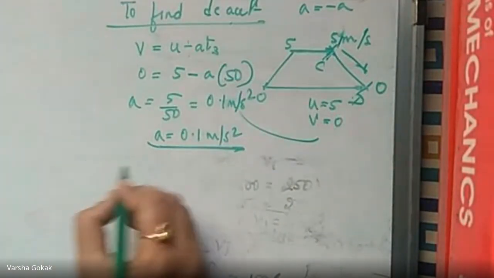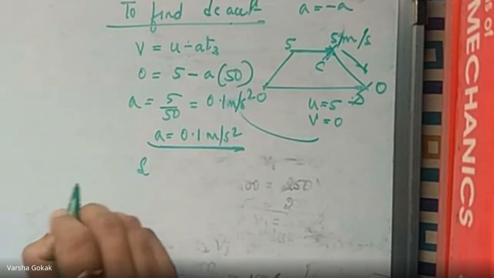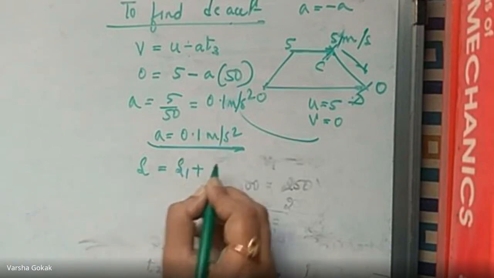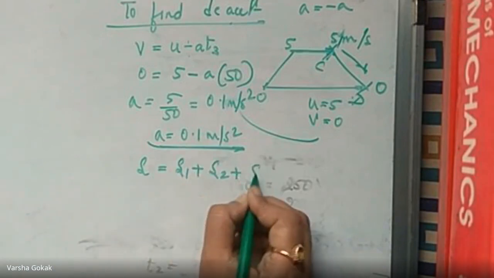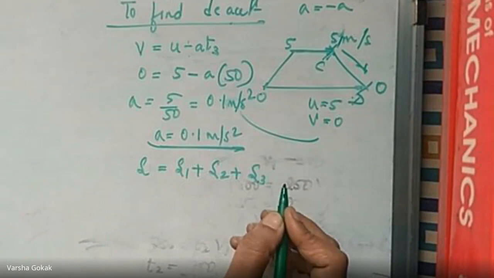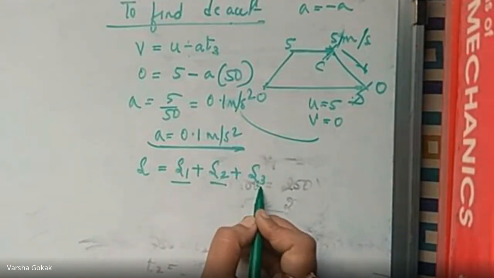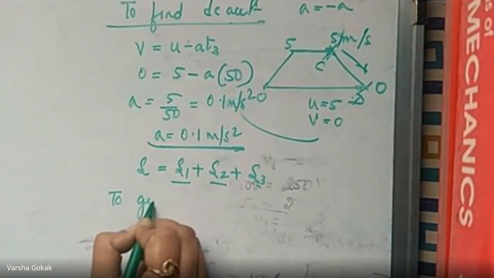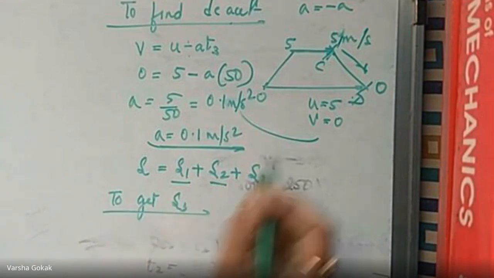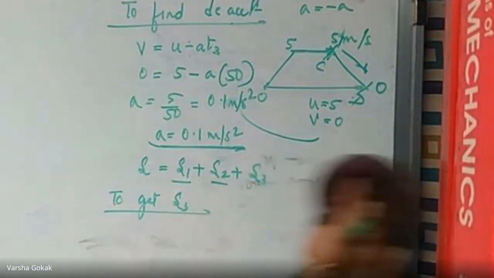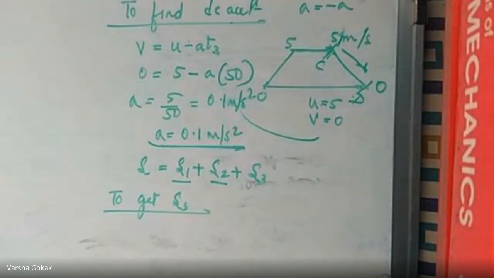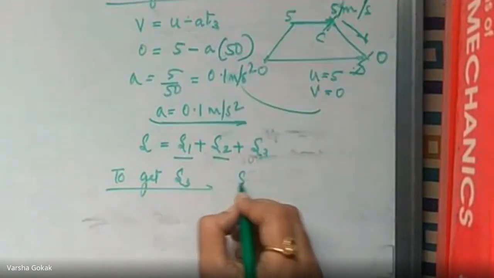Once this is done, then I have to find the distances. S equal to S1 plus S2 plus S3. Correct? So I know the value of S1 and S2. I don't know the value of S3. So to get S3, where is it coming from? From the graph, right? So the S3 will be equal to the area.